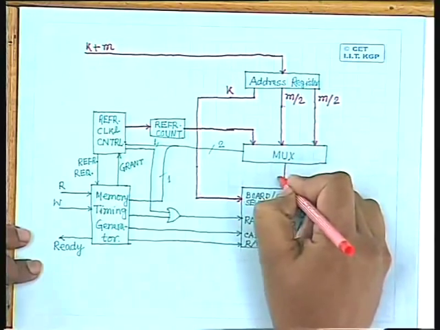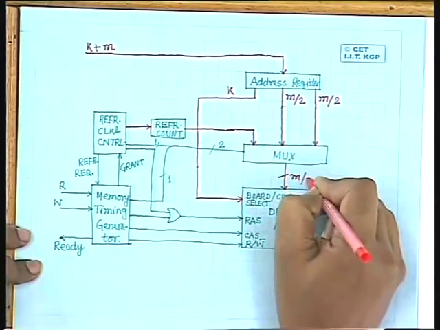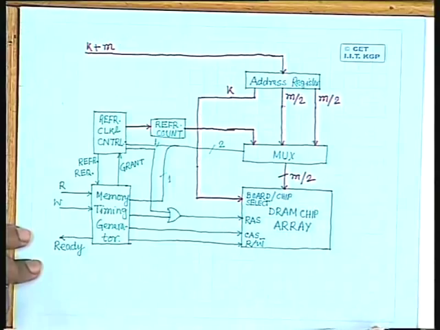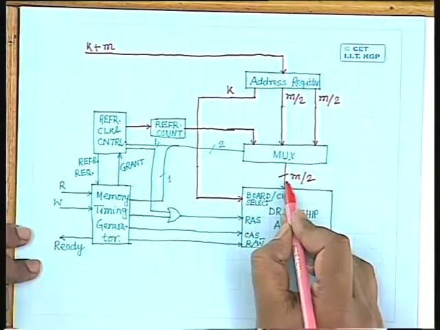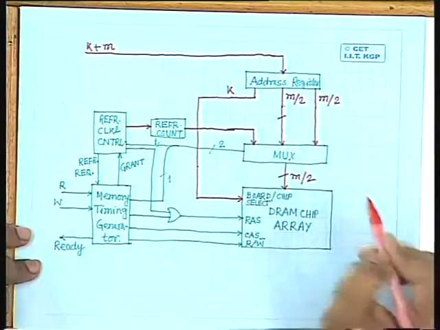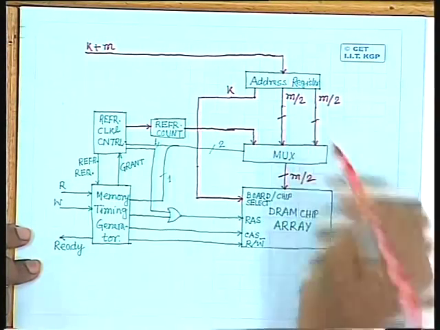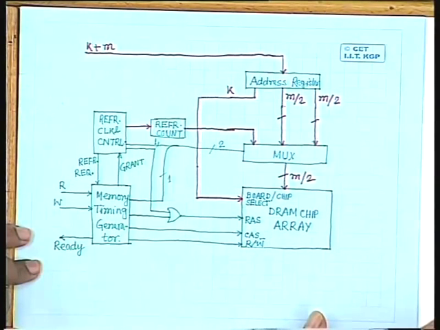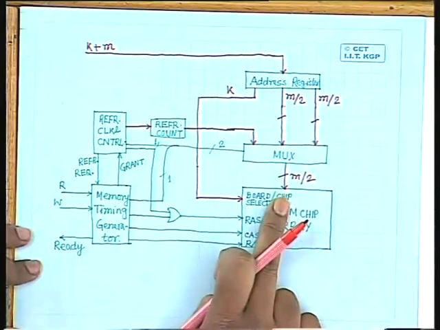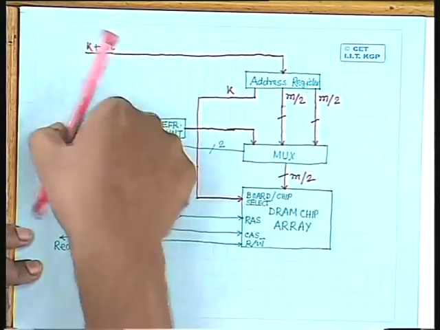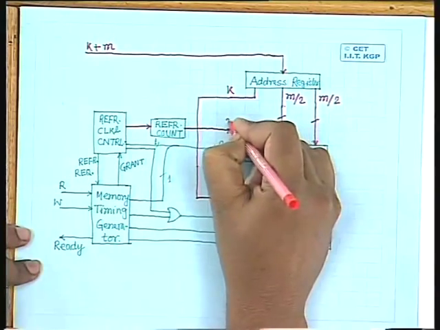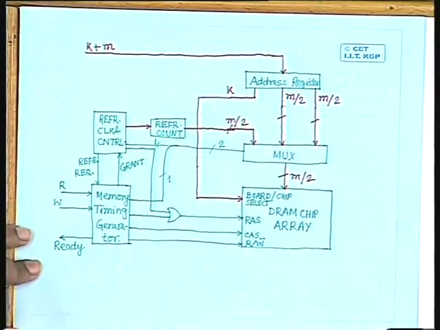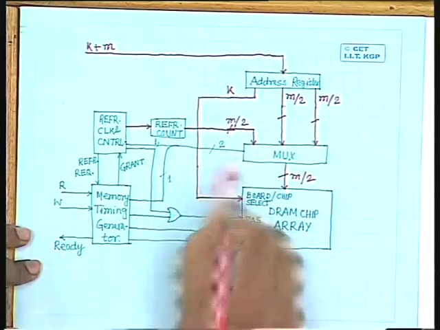So here I will have m by 2 number of addresses. In case it is a memory read or memory write operation, these m by 2 addresses will come either from this m by 2 lines or from this m by 2 lines, depending upon whether it is the row address or column address. In case of refresh, these m by 2 addresses will come from the refresh counter, and that has to be selected through these select lines.